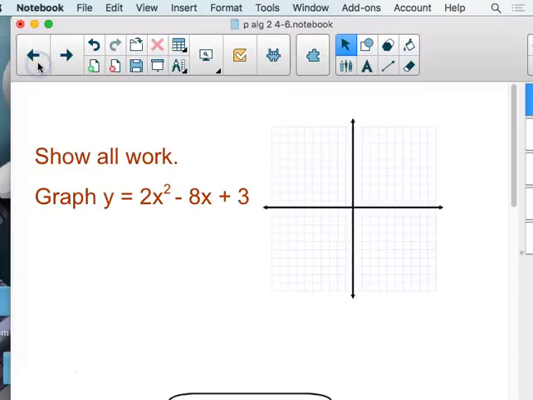Now, back up to this review problem. I want to make sure we're not going to forget how to do quadratics. We did this on the test. Show all work, graph. Y equals 2x squared minus 8x plus 3. Help me out. How do you start? So you're all using the stare at it and hope it goes away method again. It's still there.